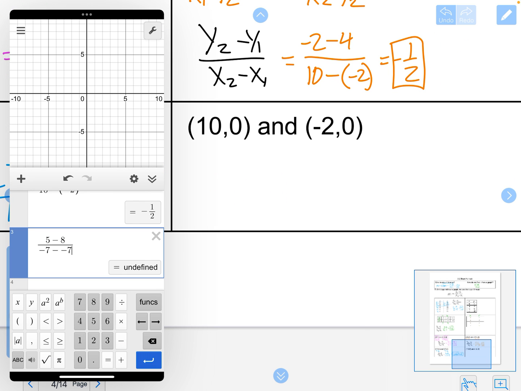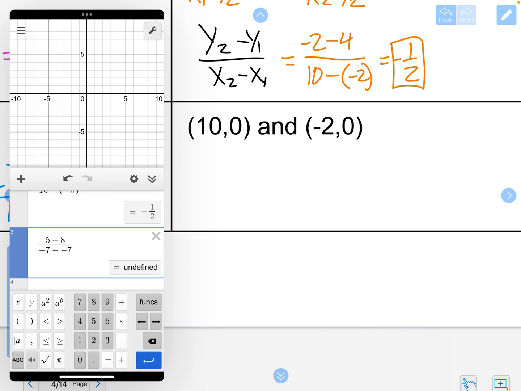All right, now I want you to do this one real quick as well, and again, check it with the class notes to make sure you did it right.